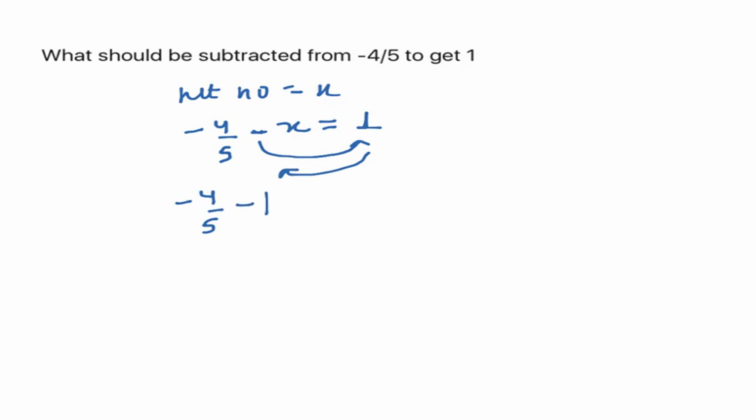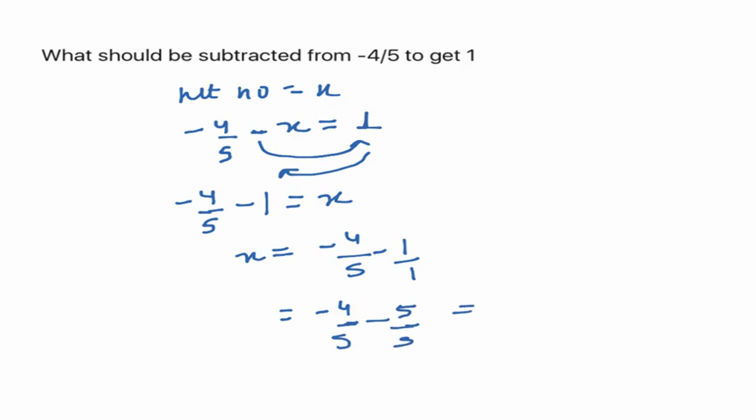Here we have positive 1, so it will come as minus 1. Here we have minus x, it will give us x. So it means x will be equal to minus 4 by 5 minus 1. We have to make 1 have the denominator 5, so we will multiply by 5. So we will get minus 4 by 5 minus 5 by 5. So here we get minus 4 minus 5 over 5. Both are negative, so we will add, but with the negative sign. So we get minus 9 by 5.